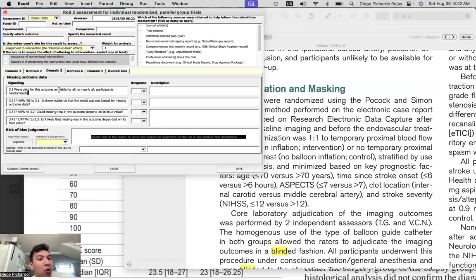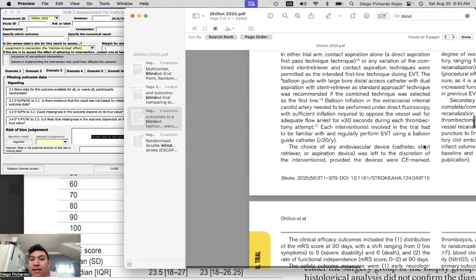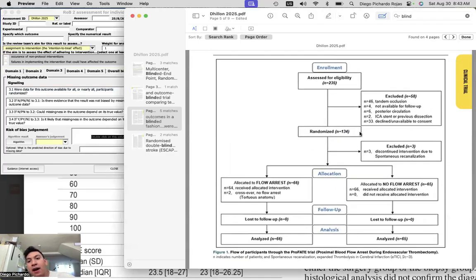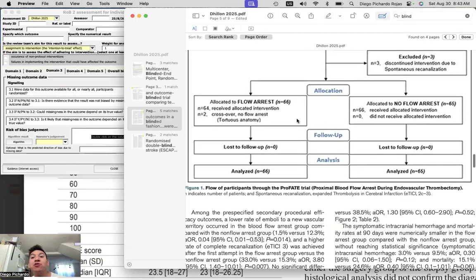Missing data. Was the outcome data available for almost all patients randomized? So we're going to check it out. Most of the studies should have a flow diagram where we classify how the selection was done. As an example, after randomization, we have two groups, 66 and 65. We'll see that there were no lost patients. Basically, we selected 100 and we analyzed 100. So that was excellent. There was almost no loss of follow-up.